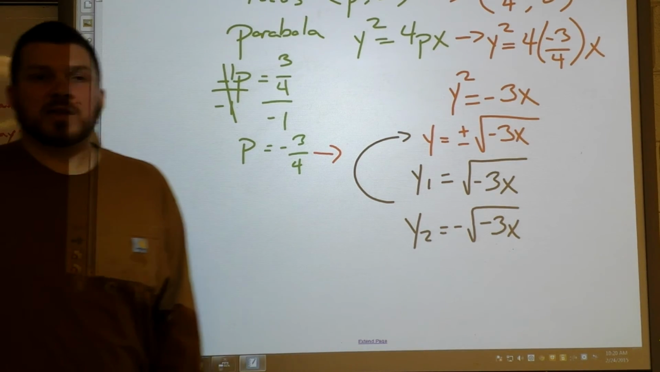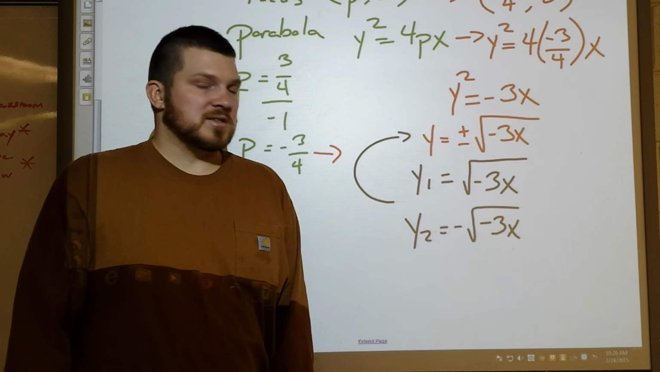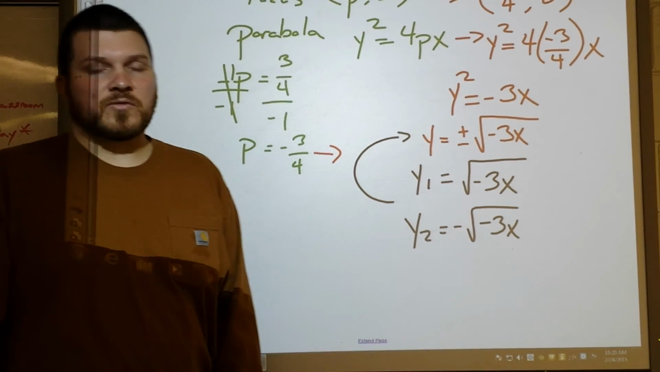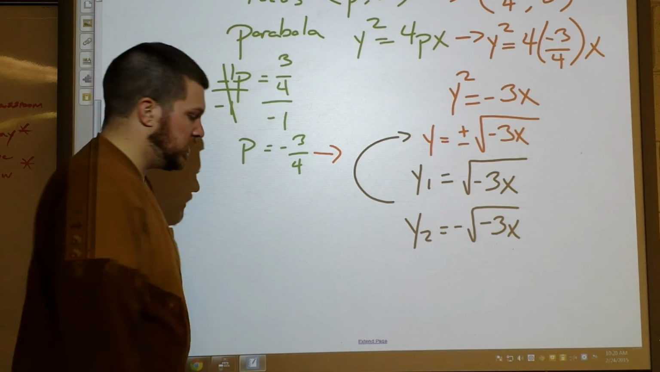And what you'll see is that this parabola opens to the left and right, and that means the axis of symmetry is horizontal. And that also means that our directrix, if you graph that, is vertical. And our focus is always on the inside of the parabola.